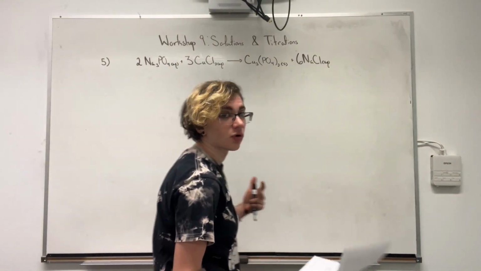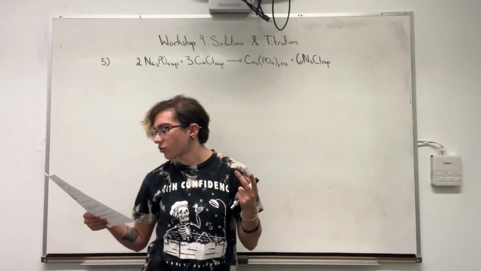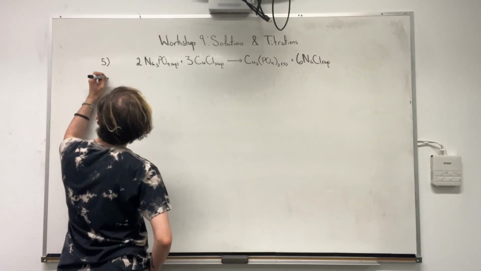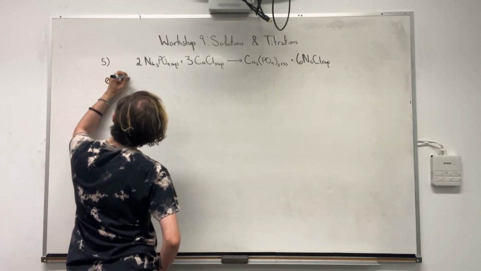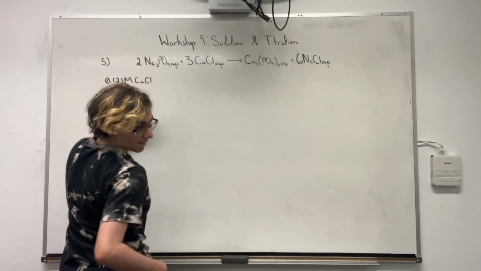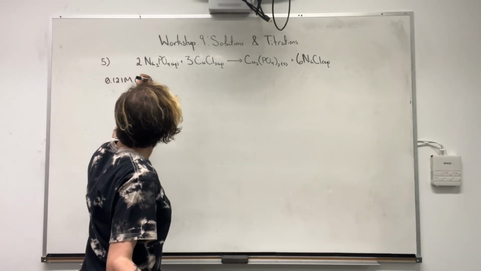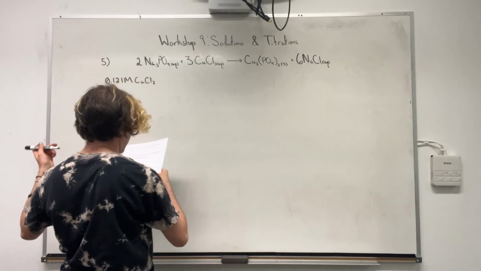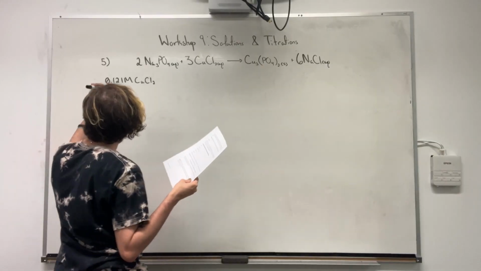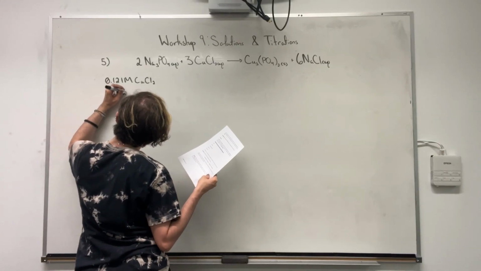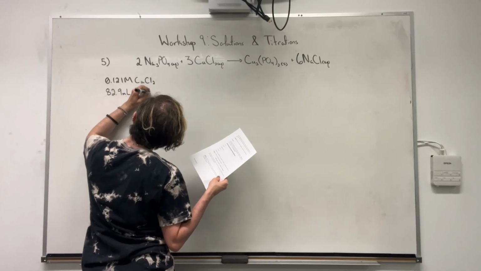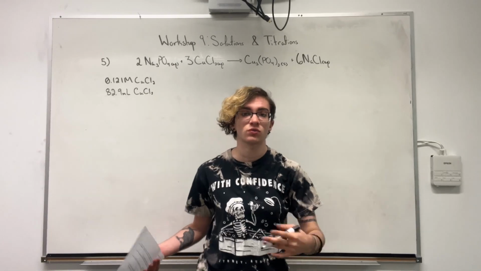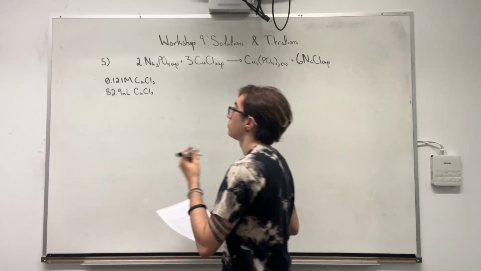For our sodium phosphate, they're only telling us concentration, but for our copper chloride, they're telling us concentration and volume. 0.121 molarity copper chloride. And they're telling us we are trying to neutralize, or not neutralize, completely react with 82.9 milliliters. Whatever compound has both the molarity and volume is going to be your known. It is going to be your titrant.